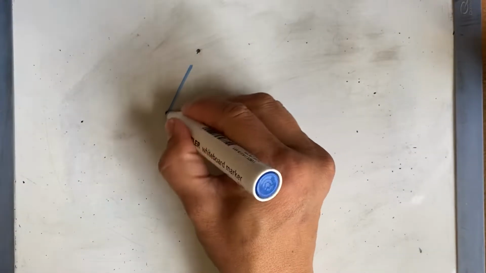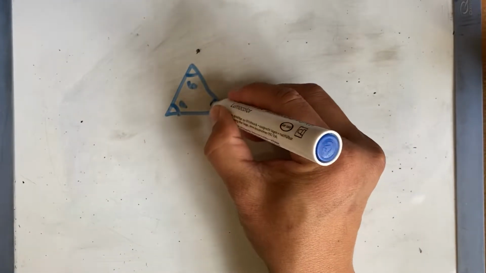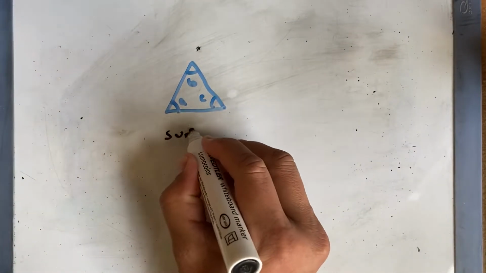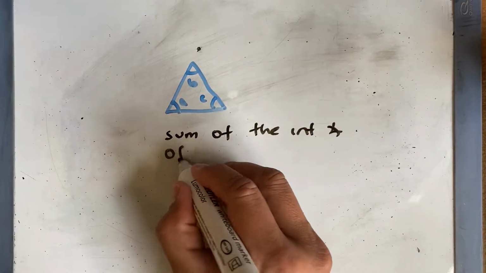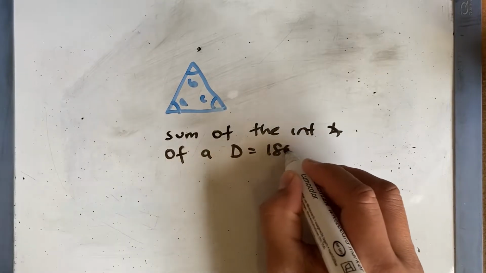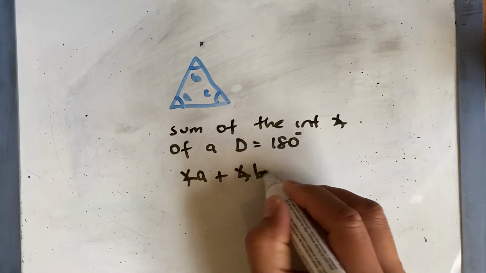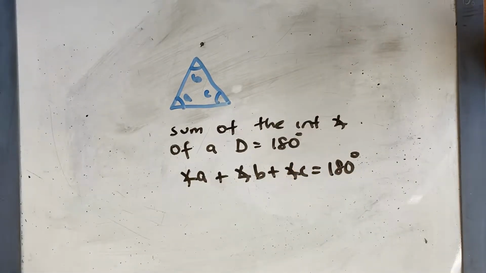Now we shall look at the first theorem. In any triangle, we know this is A, this is B, and that is C. The first theorem says that the sum of the interior angles of a triangle must add up to 180. So what does it mean? That means that angle A plus angle B plus angle C must all add up to 180 degrees. So that is theorem number 1 for triangles.